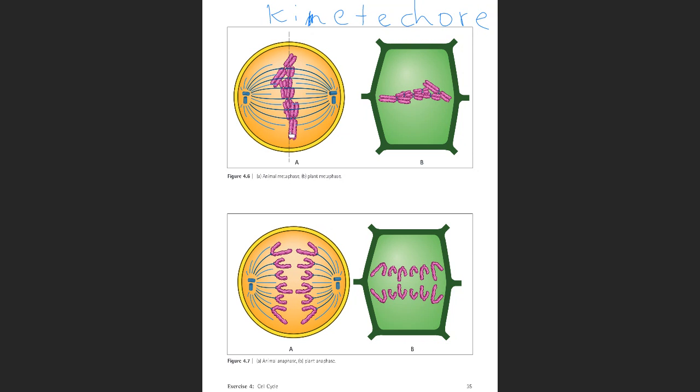Non-kinetochore microtubules, their job is therefore related to the cytoplasm. They are going to elongate at the same time. With the presence of proteins, of course, they are going to push and separate those from each other. Those are going to elongate the cell so it can have better space.